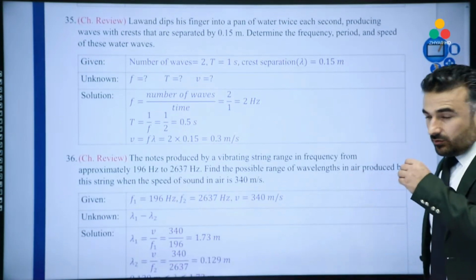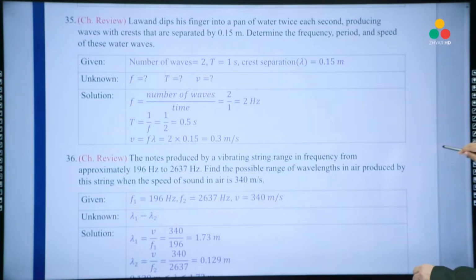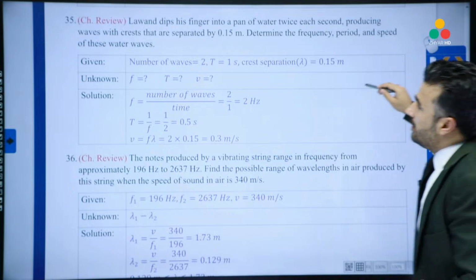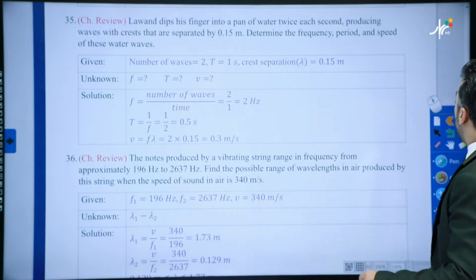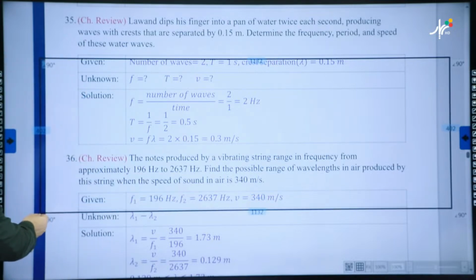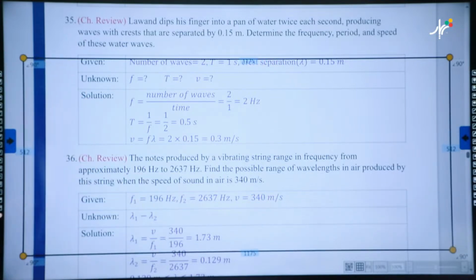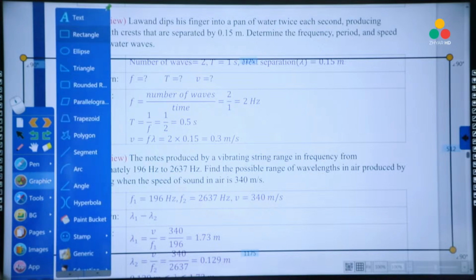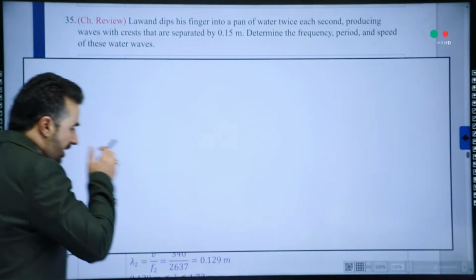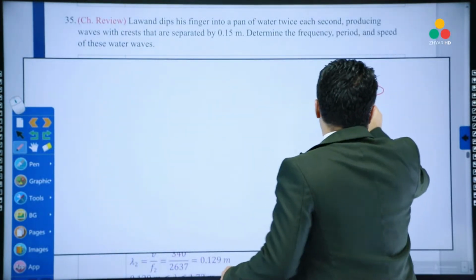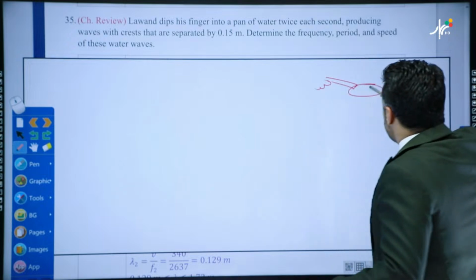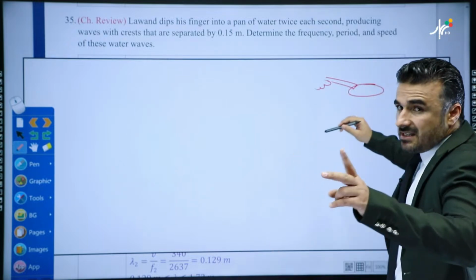Now take a look at this one. This is also an interesting one. What does it say? It says, Lawrence dips his finger into a pan of water twice each second, producing... So basically, we could say something like this. If this is a pond of water, and Lawrence is dipping his finger into this twice every second.